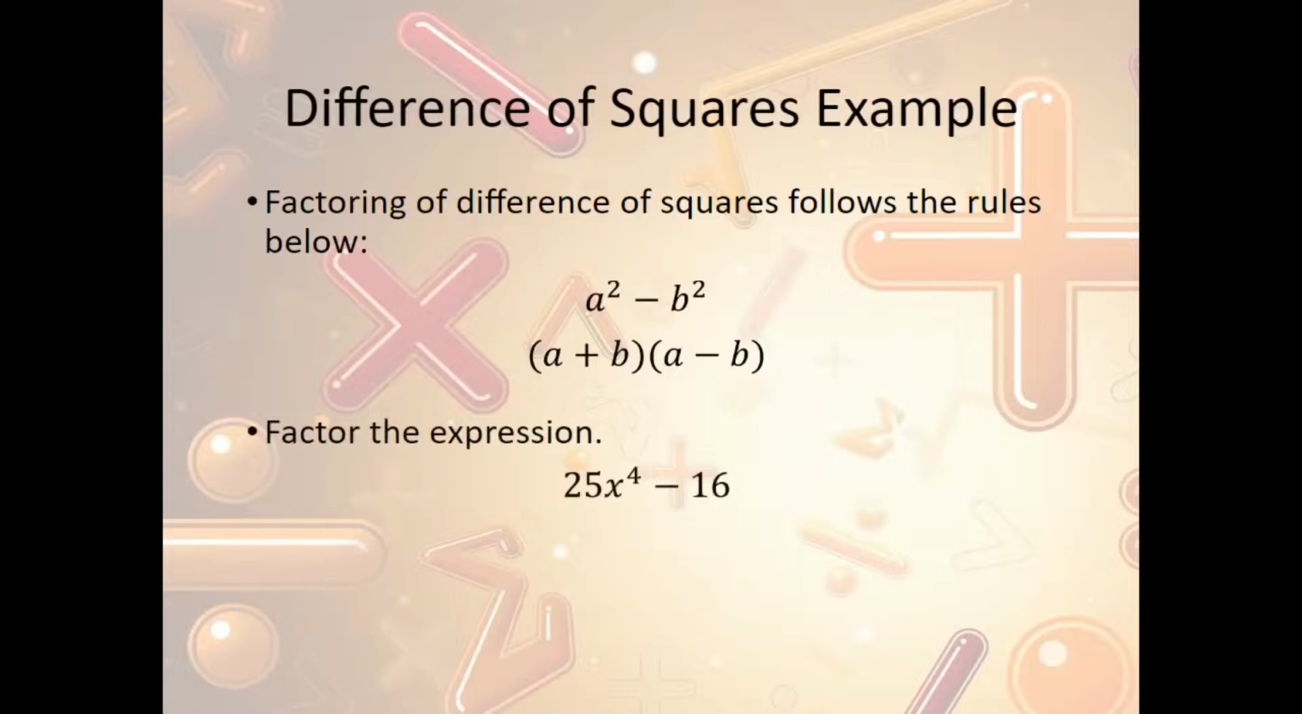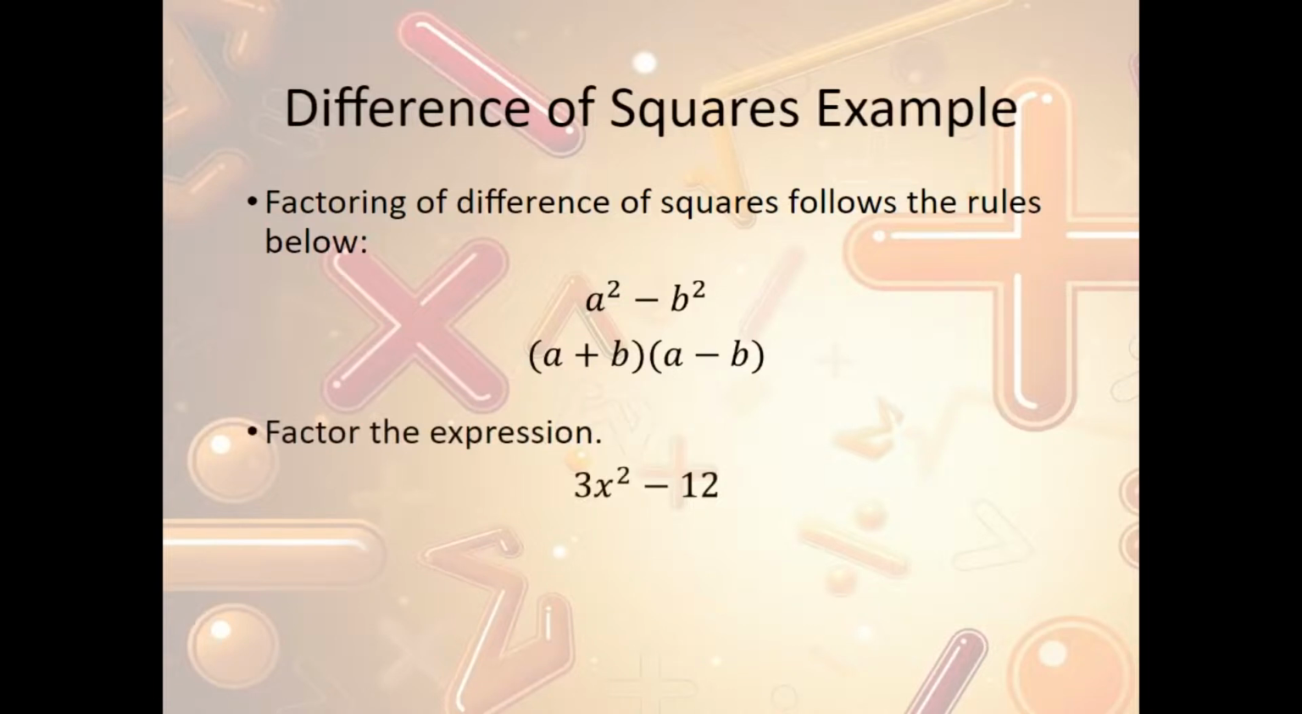25x to the 4th minus 16. Well, we have a power of 4 here, but is that still a perfect square? Well, we know 25 is a perfect square, and then x to the fourth is really x squared squared. So we can go ahead and enter that in. So this is 5x squared plus 4 times 5x squared minus 4. And that would be our difference of squares.